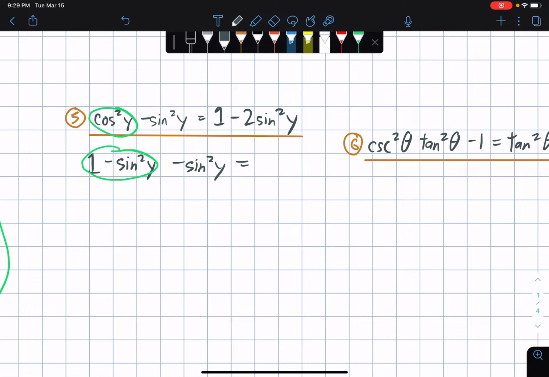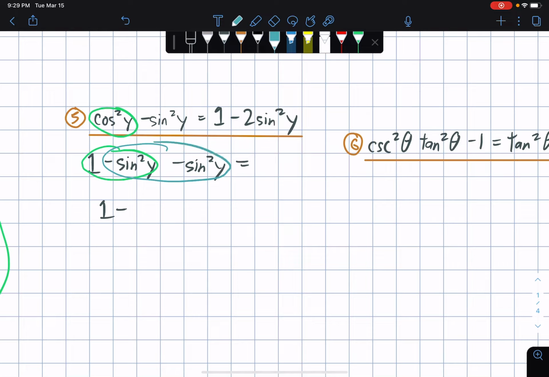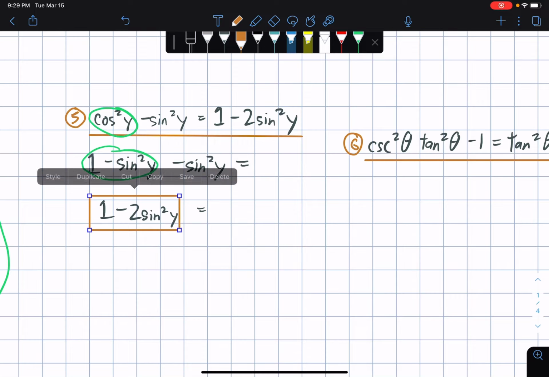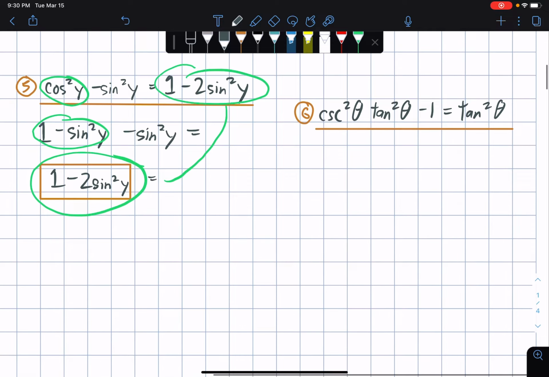Right now, you could say that if you compile these two, you can get negative 2 sine raised to 2y, which is literally equivalent to what we have at the other side. So as you can see, this is what we have. Alright, let's move to number 6.